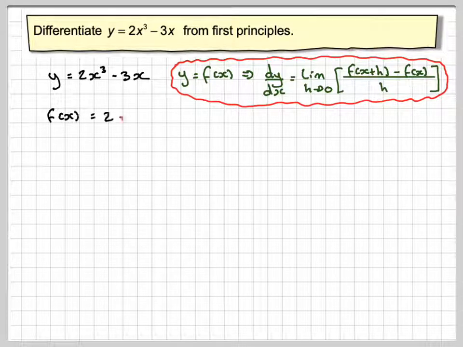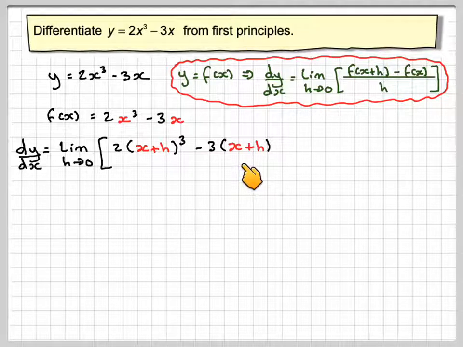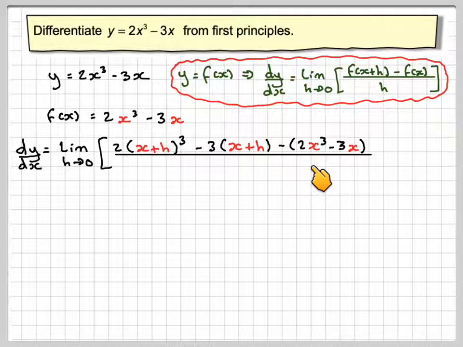So if we let f of x be 2x cubed minus 3x, we now substitute it into here. We're going to get dy by dx is the limit as h goes to 0 of f of x plus h. So that means everywhere that there's an x in here, we now replace it with x plus h. So we get 2 times x plus h all cubed, minus 3 times x plus h. And then we have to take away f of x. So make sure we put it in brackets, minus 2x cubed minus 3x, over h.